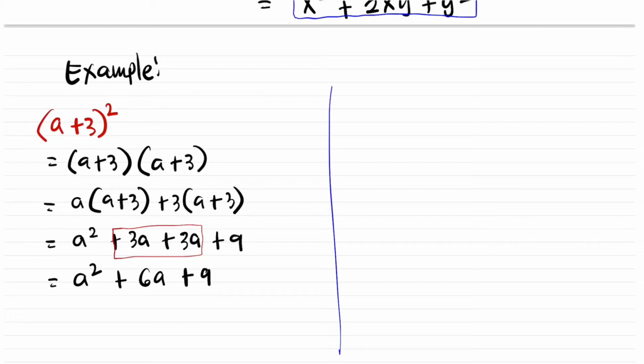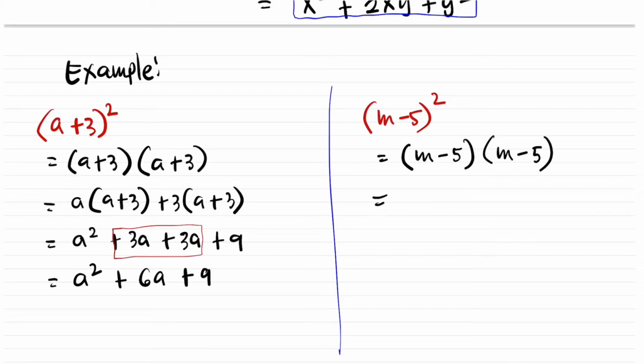Next, what if we have here m minus 5 squared? So again, we go to the basic rule. We write the binomial m minus 5 and we multiply it by itself, m minus 5. Then the next step is we use binomial product. We multiply all the terms in the first binomial to the terms of the second binomial. So therefore we have here m times m minus 5, minus 5 times m minus 5.